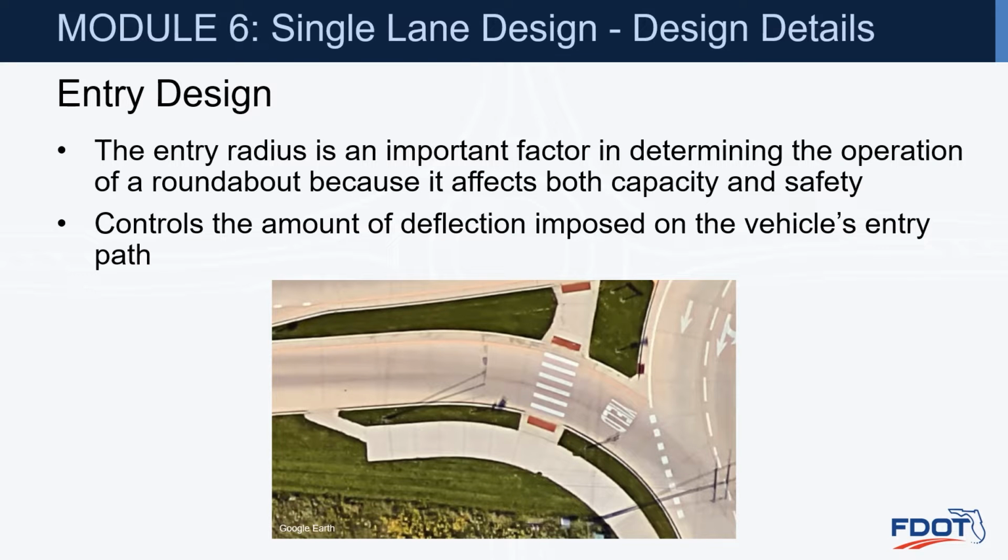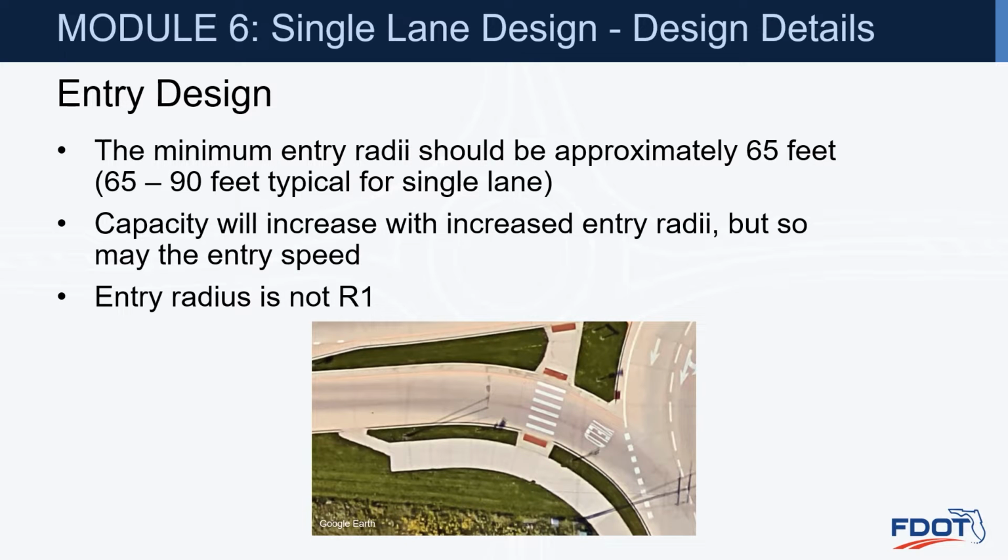Entry design. The entry radius is an important factor in determining the operation of a roundabout because it affects both capacity and safety. It also controls the amount of deflection imposed on the vehicle's entry path. The minimum entry radii should be approximately 65 feet, and you'll find on single lane entries between 60 and 90 feet is typical, although there may be locations with larger design vehicles where you may use a larger one.